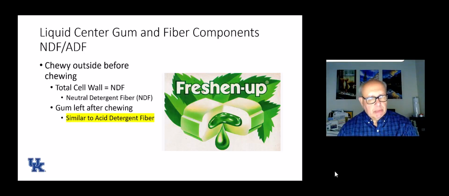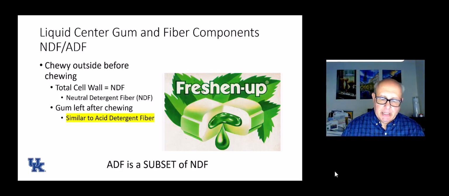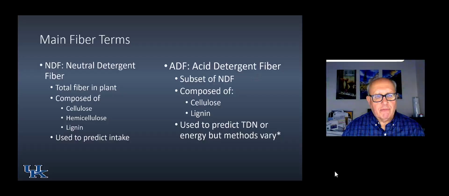So I'm going to restate what I just told you. The chewy outside before chewing is the total cell wall, the NDF, the neutral detergent fiber. The gum left after chewing is similar to acid detergent fiber. So it's always important to know that acid detergent fiber is a subset of NDF. That means acid detergent fiber is less than neutral detergent fiber in every case with forage crops. Yes, ADF is a subset of NDF.